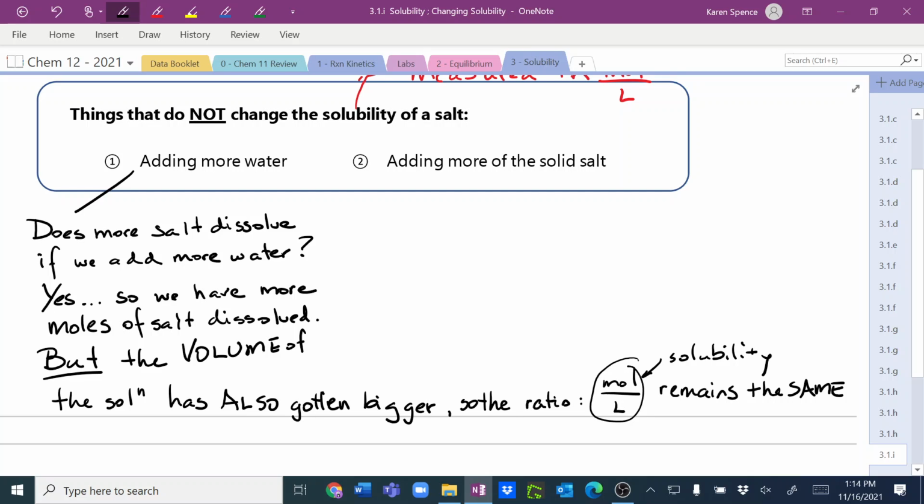the solid salt. Can we make more salt dissolve by adding more solid? So I've got salt in there and I've stirred it around and I've made a saturated solution and it will not dissolve. Can I add more salt to change the solubility?